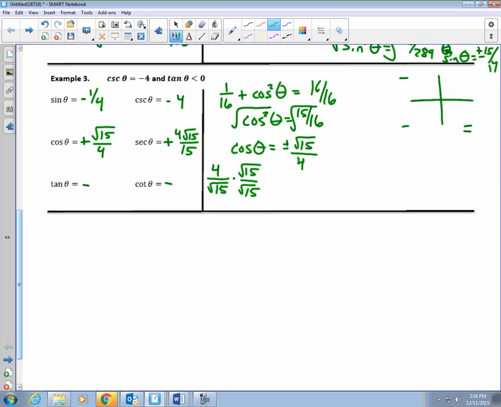Would you like to use the 1 plus tangent squared formula, or would you like to use the sine divided by cosine formula? Okay, we'll use sine divided by cosine. So negative 1 over 4 divided by square root of 15 over 4. How do I divide by two fractions? Times the reciprocal. The 4's cancel.